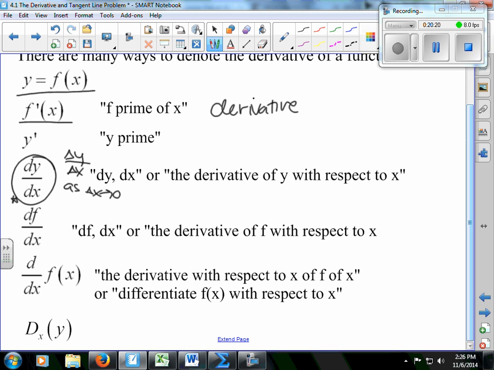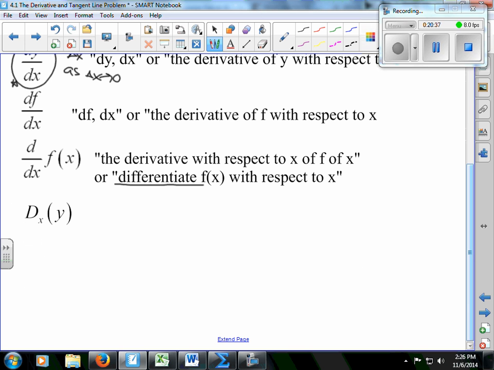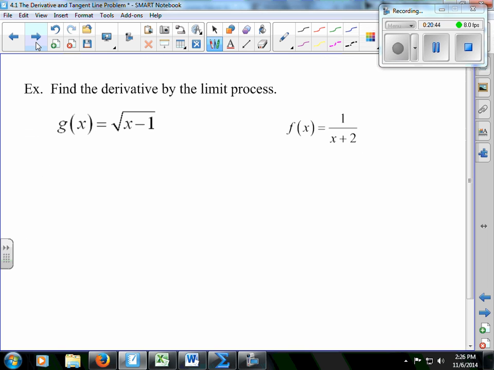And here you have d dx f of x. This means the derivative with respect to x of f of x. This is also sort of like a verb. D dx is differentiate with respect to x, f of x. And then there's another notation down here. I don't see it very often, but it means differentiate with respect to x, y. So all sorts of notation for the same exact thing.